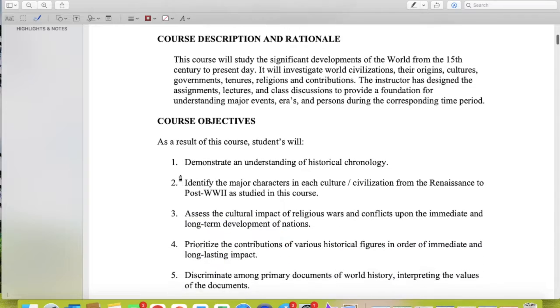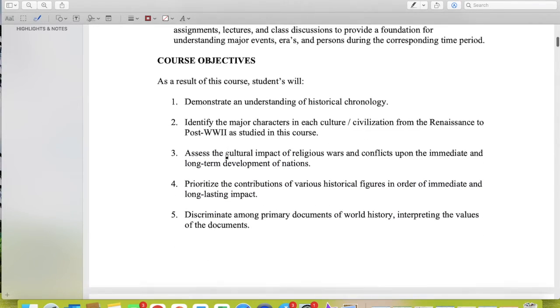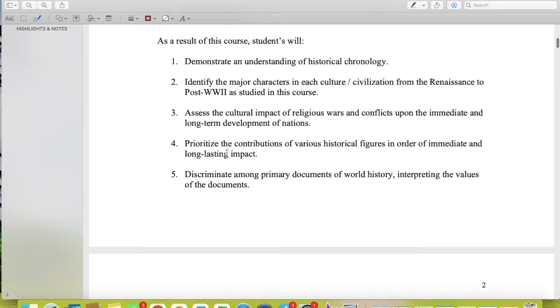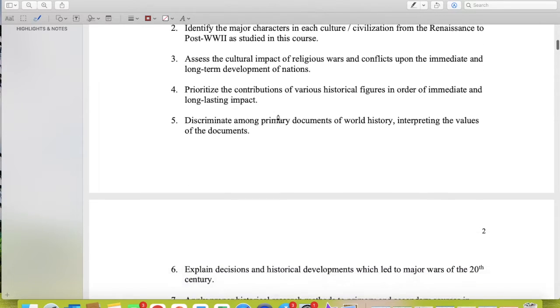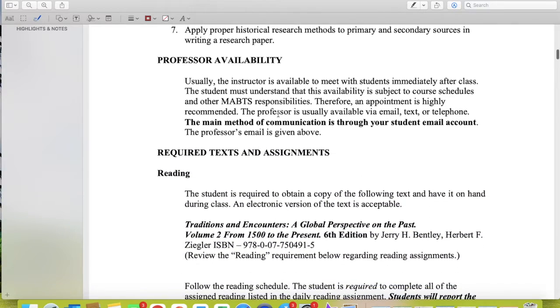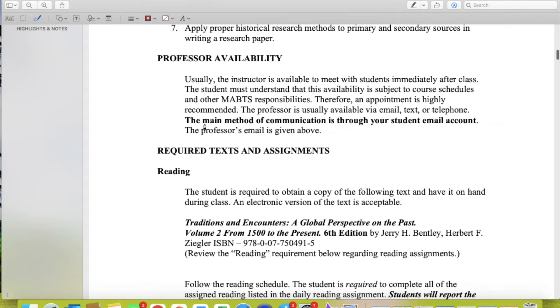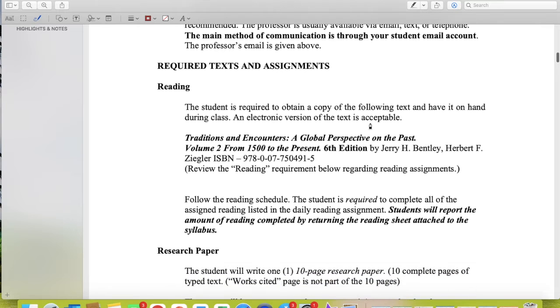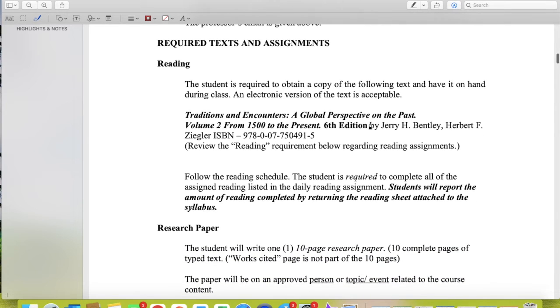And then you can see here the course objectives. You can read those on your own. So at the end of this class, you should be able to do these couple of things here. All right, professor availability. Again, as it says right here, the main method of communication is through the student email account. Okay, so our required texts and assignments.